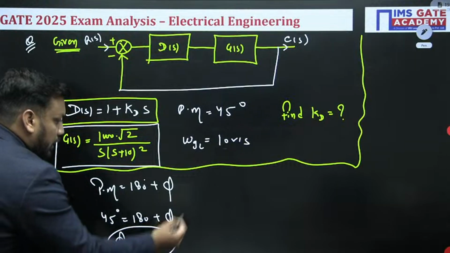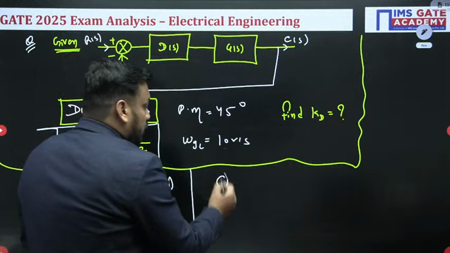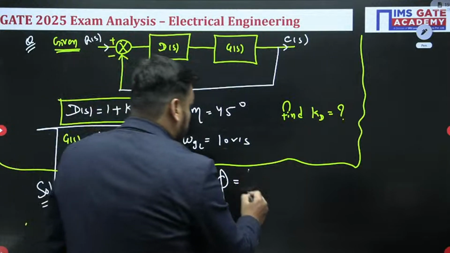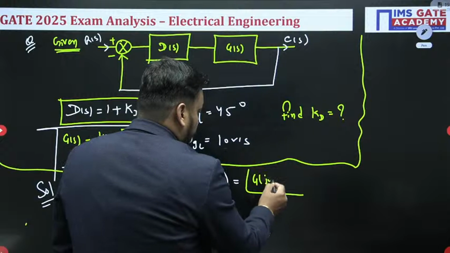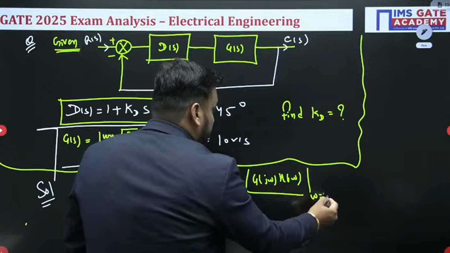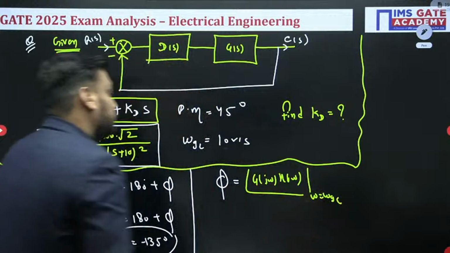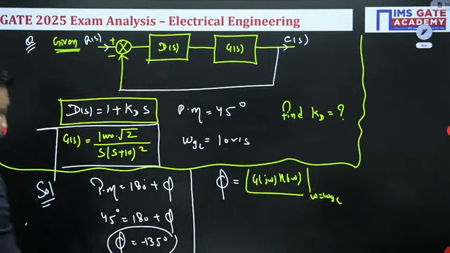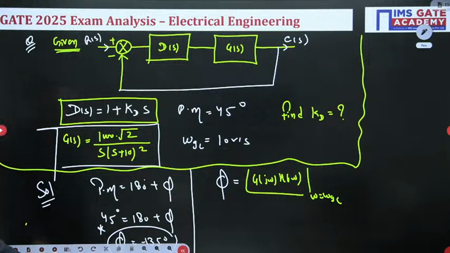And by the definition, what is phi? Phi is nothing but the angle of G(j omega) H(j omega) at omega equal to omega_gc, which gives us the phi value. Now I already have the phi value, minus 135. Now first of all, I need to write G(j omega) H(j omega).